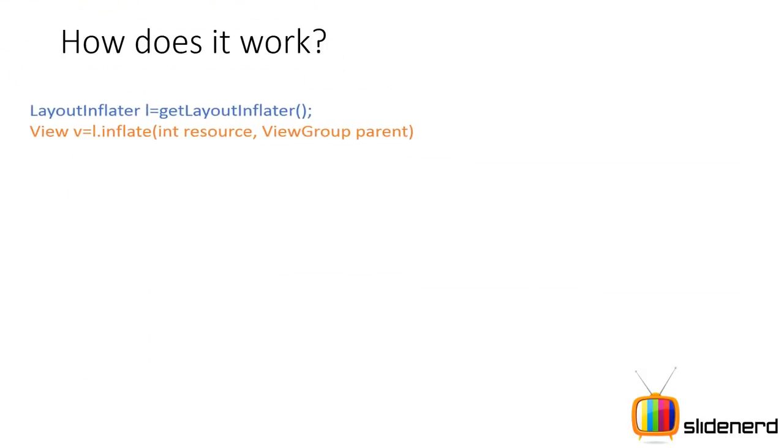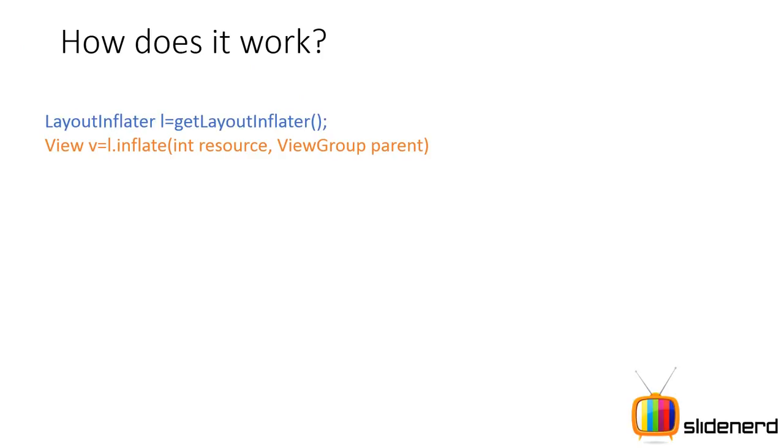Alright, so how does this work? Pretty simple. You simply say layout inflator L equals get layout inflator or get system service, and in the brackets you have to put layout inflator service. Now don't worry about that syntax too much. We're gonna discuss how that works exactly in code. But for now, the second line is what matters.